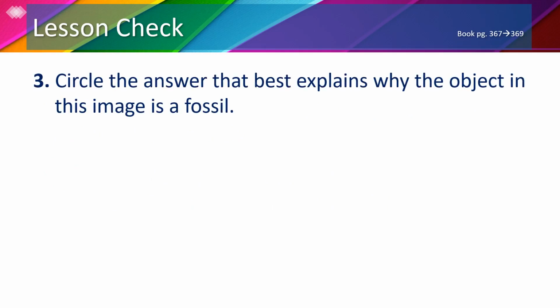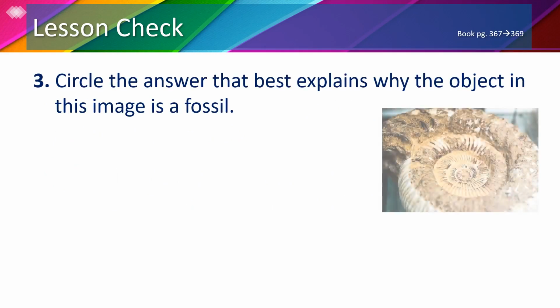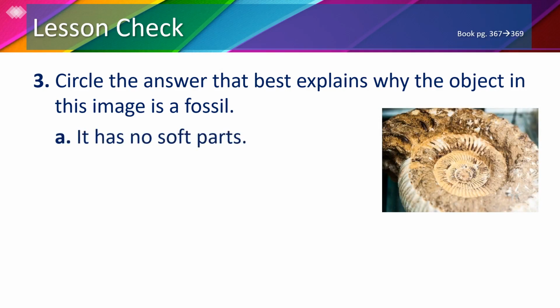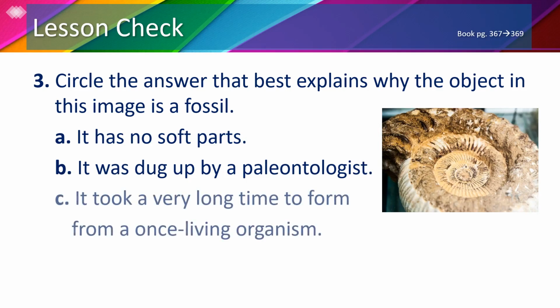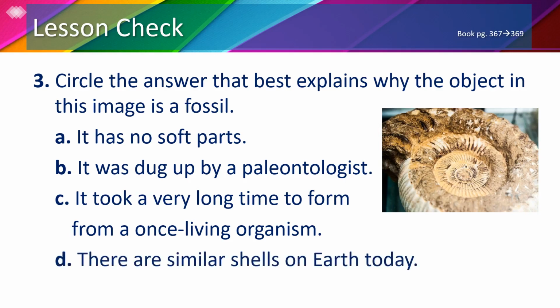In number 3, we're going to circle the answer that best explains why the object in this image is a fossil. Is it A, it has no soft parts, B, it was dug up by a paleontologist, C, it took a very long time to form from a once living organism, or D, there are similar shells on Earth today? For the fossil to form, it needs a very long time, so the answer is C.